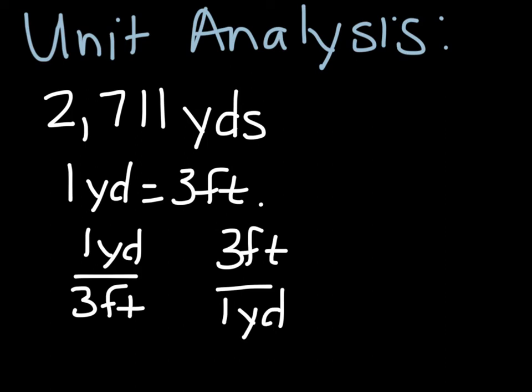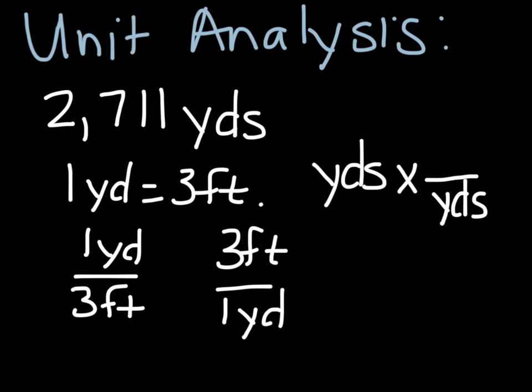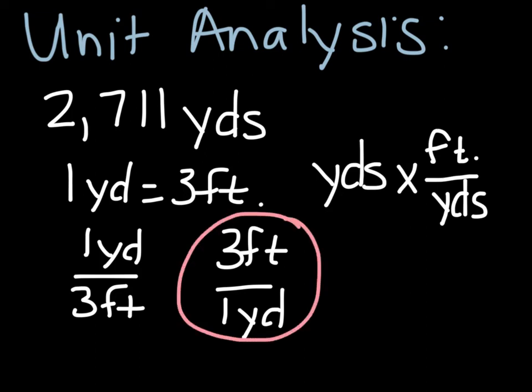Unit analysis shows us that a conversion factor that converts yards to feet will have feet in the numerator and yards in the denominator. Let me show you how that works. So we're going to take a number of yards, and we want to multiply it by a conversion factor that will change to feet. So we want those yards to cancel. So we want the yards in our denominator and our feet in our numerator. Therefore, the conversion factor that we want to use to solve this problem is this one, 3 feet over 1 yard.